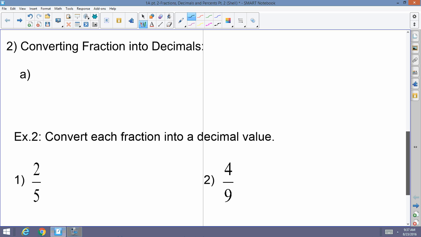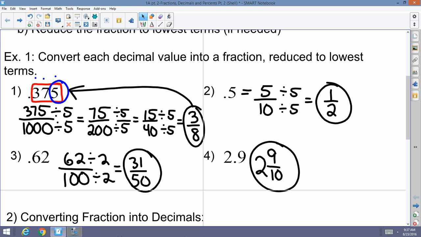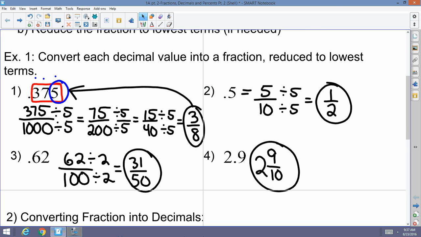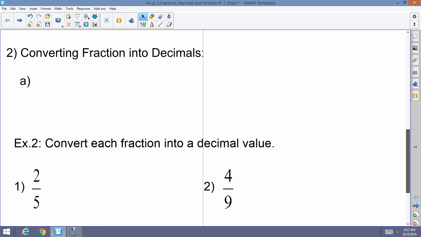Well, we can convert a fraction into a decimal very simply by, sorry about that, I'm having a little technical difficulty here.